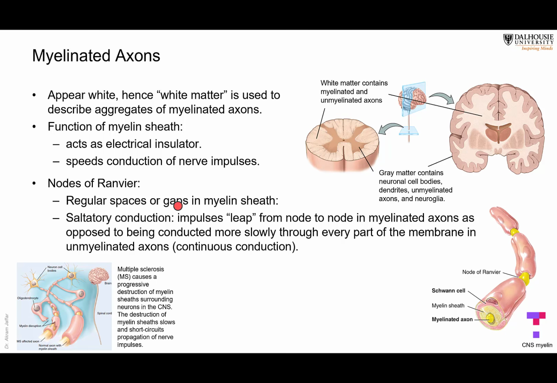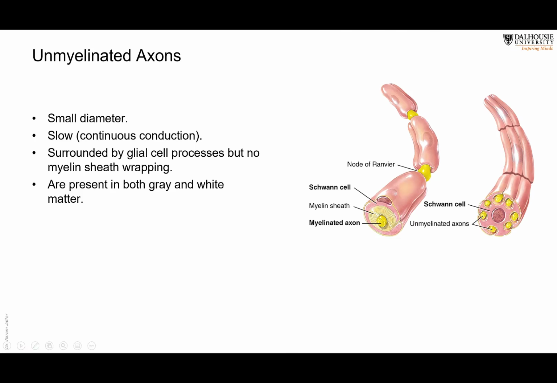This is what I have just mentioned. There are gaps between the myelin sheath called nodes of Ranvier, and the conduction in myelinated axons we call saltatory conduction. There's leaping of the impulse from one node to another. In unmyelinated axons, it is continuous, not saltatory. And the continuous is slower than the saltatory.